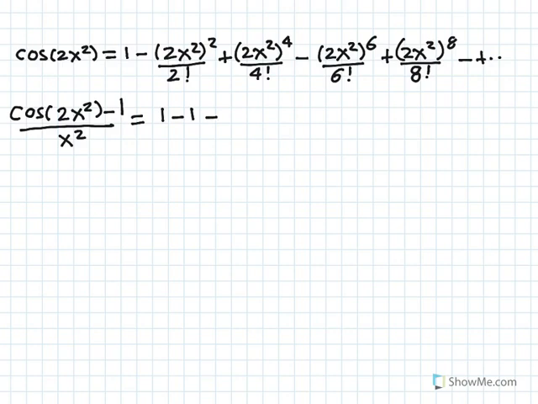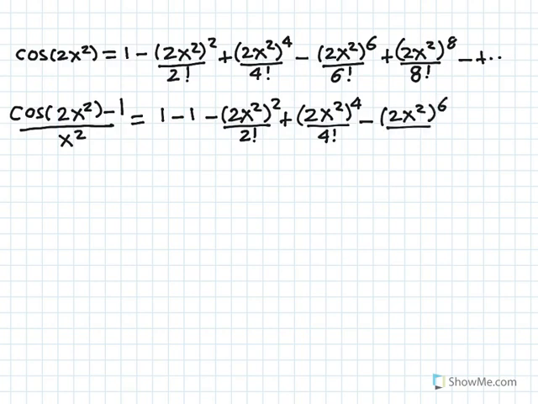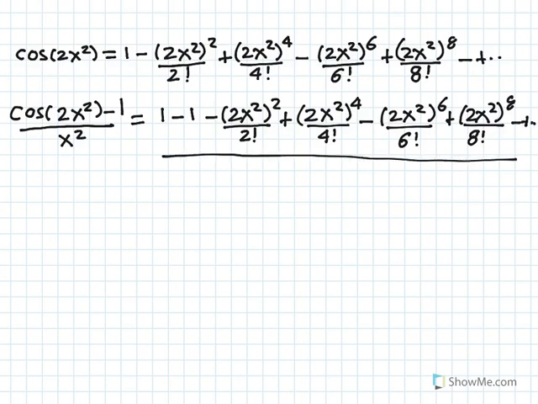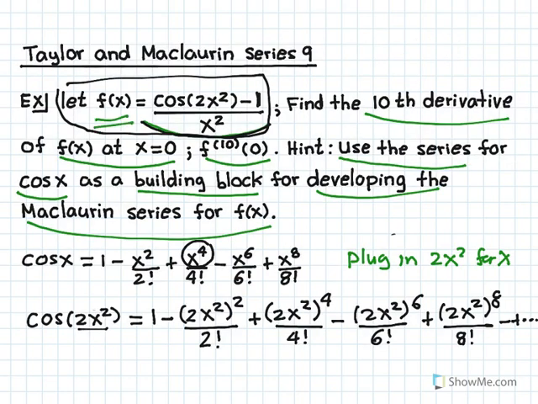and then rewrite the rest, minus (2x squared) to the power of 2 divided by 2 factorial, plus (2x squared) to the power of 4 divided by 4 factorial, minus (2x squared) to the power of 6 divided by 6 factorial, plus (2x squared) to the power of 8 divided by 8 factorial, and so on, all divided by x squared. So again, we subtracted 1 from both sides and divided by x squared so that we could get the Maclaurin series of f of x.